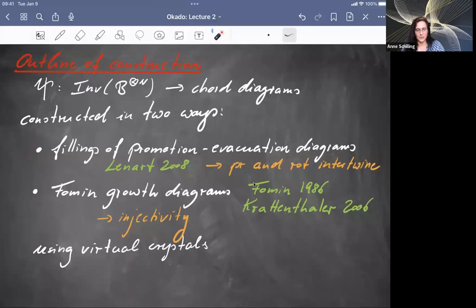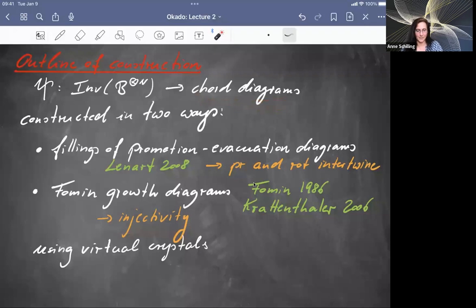And then the other construction uses Fomin growth diagrams. And this actually proves injectivity. And one open problem that we haven't answered yet is to actually show what kind of chord diagrams actually come up in this construction. So to actually show what the image is. But the chord diagrams that do show up have this rotational symmetry under promotion.